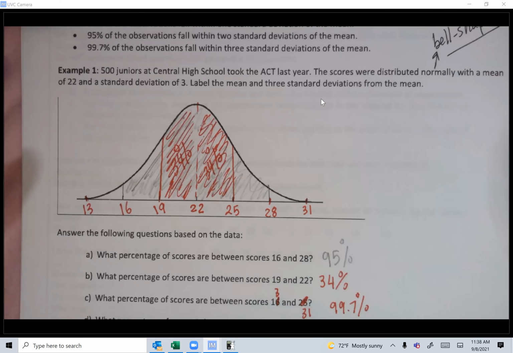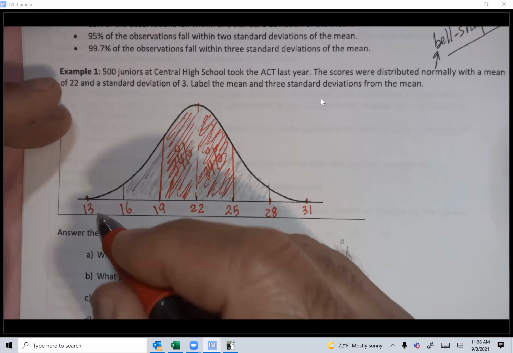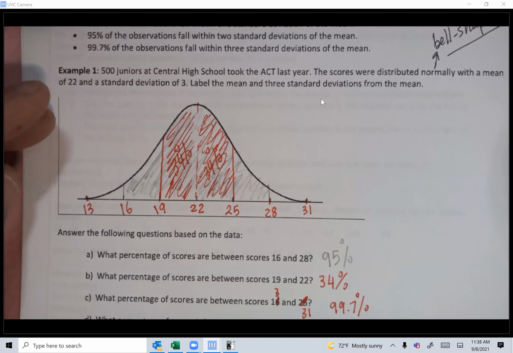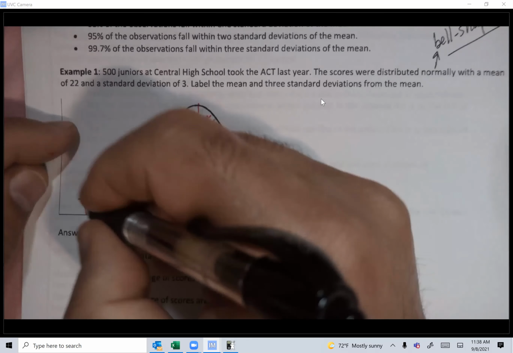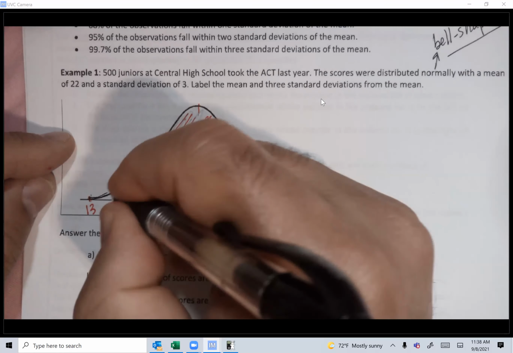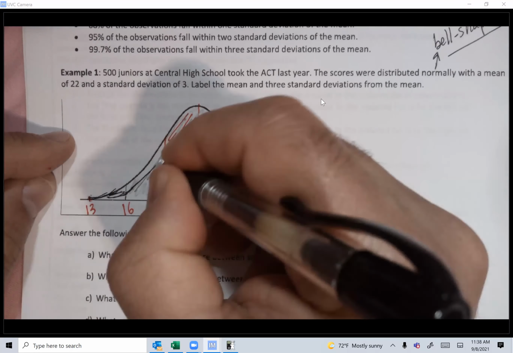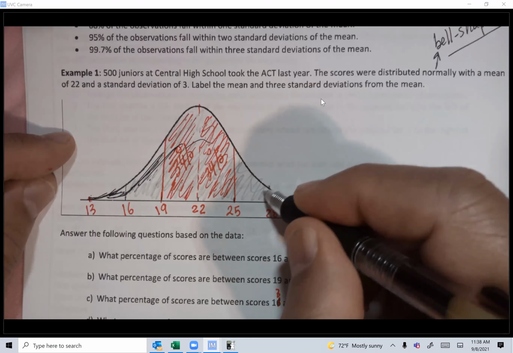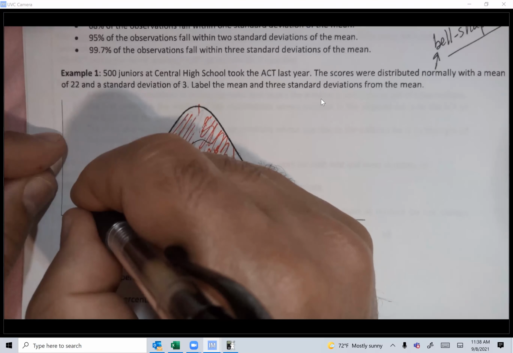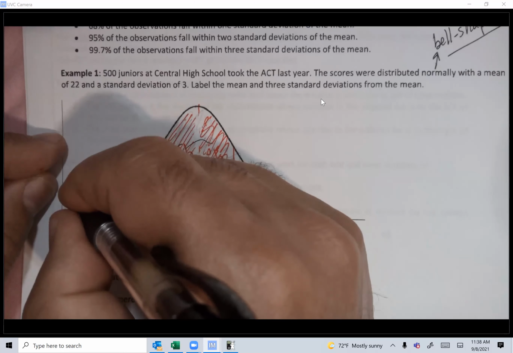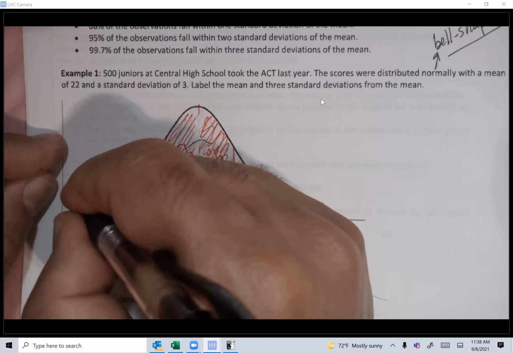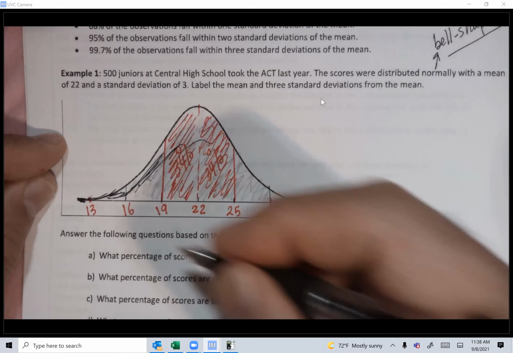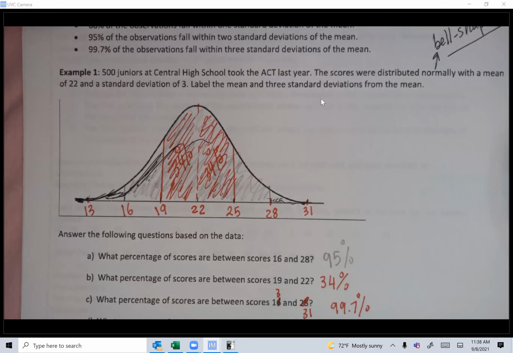Okay. So we know this from 13. Pay attention to this, guys. There's one more question. All the way to 31 is 99.7. Look what he wants now. What percent of the scores is less than 13? Right here. Who can figure this out?